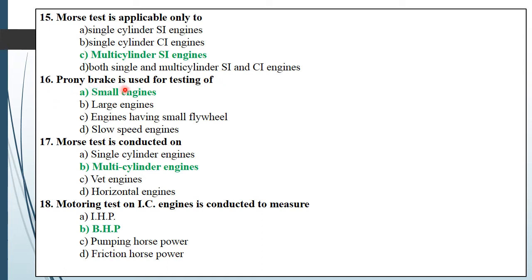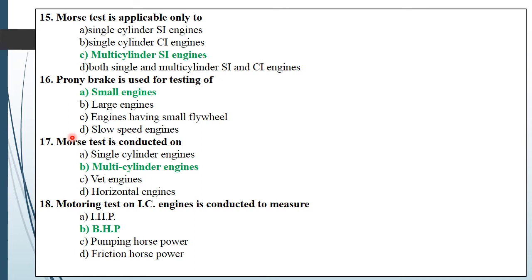Next, the Prony brake is used for testing: small engines, large engines, engines having a small flywheel, slow speed engines. The correct answer is that the Prony brake is used for testing small engines or low speed engines. As we know, the Prony brake is inexpensive, simple in operation and easy to construct. It is therefore used extensively for testing low speed engines.